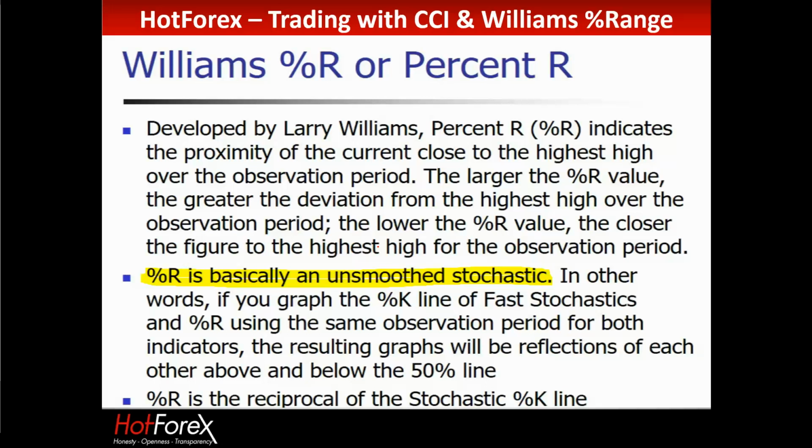So it's like a stochastic. It's exactly what it is. You're probably more familiar with stochastics, but this works just as well. So it's an unsmooth stochastic, basically. Instead of being smoothed out by the K line and what have you, it's an unsmooth one. So it's a bit more basic, I suppose you could say. So it's smoothing out the fast and the slow. Okay.